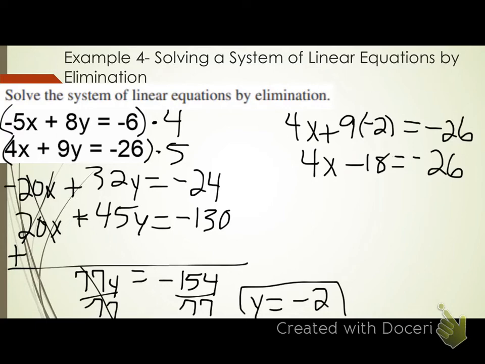Add 18 to both sides. 4x equals, what's negative 26 plus 18? Negative 8. Sorry. How do I get x by itself? Divide by 4 on both sides.